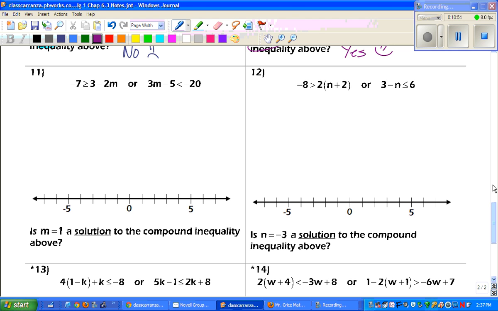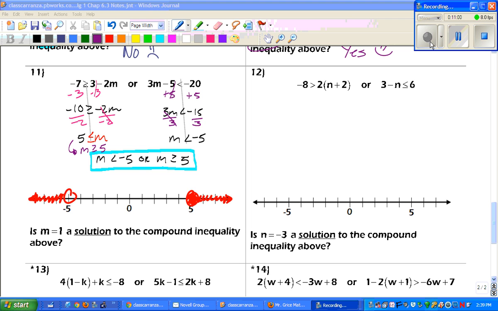Okay. So number 11, you guys are on your own. Go ahead and pause the video and see how you do. All right, and there's our worked out answers. Now on the left side, when you get 5 is less than or equal to m, make sure you rewrite that so m is greater than or equal to 5 so you know which way to shade. Okay? And then we just put the -5 first and then the 5. Now, is 1 a solution to this? No.